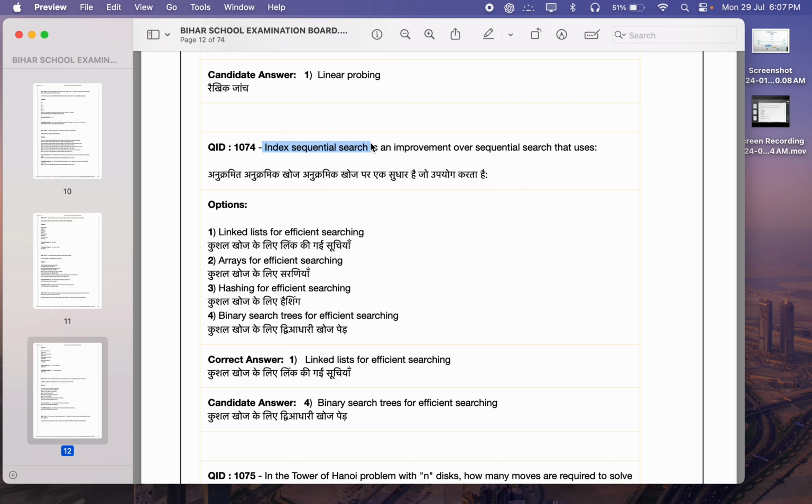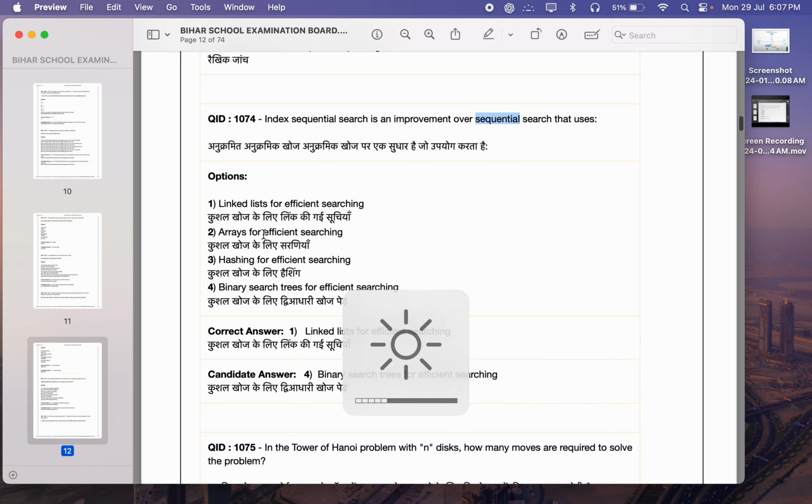Index sequential search is an improvement over sequential search that uses... So we don't have an index in a linked list, right? So we can't use that. Here we are not asking which of these uses index sequential search, but which of these uses sequential search. If you think about it, sequential search is basically used in a linked list. In an array we can use index search.